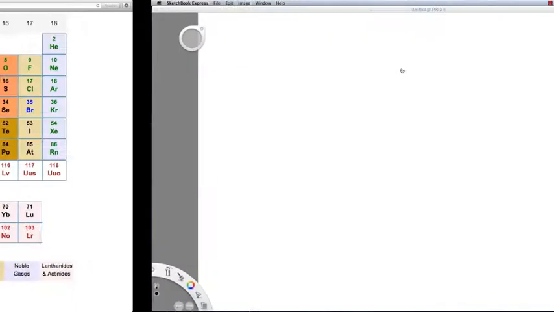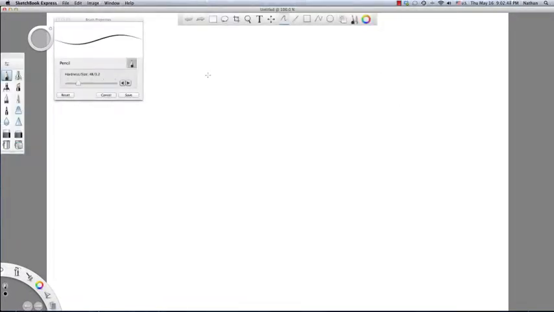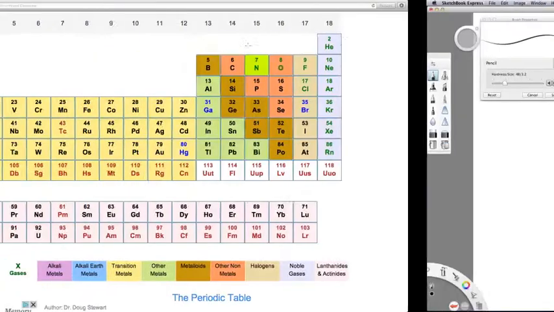Okay, so let's look at this example. We are going to draw, let's do a water molecule. H2O. That's water. So you're going to start with the number of valence electrons you have available, and you have to use all of them. So let's go back to our periodic table.